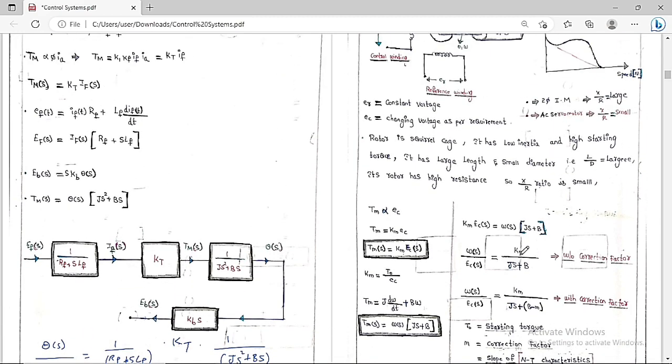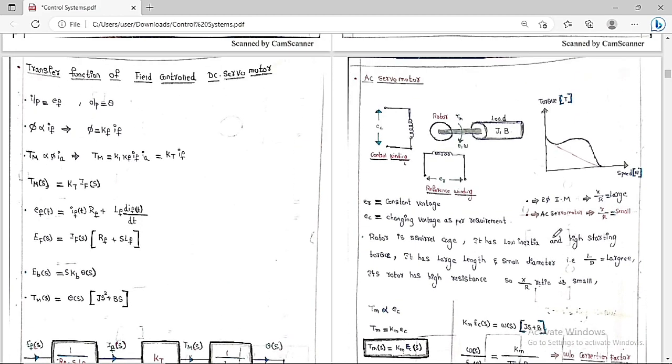I already told you, servo motors are basically of two types, DC servo motor and AC servo motor. In the previous case, we studied the DC servo motor with armature voltage control as well as field voltage control. Now we have studied the AC servo motor also. So this is the transfer function of the AC servo motor, and the order is 1. You can see clearly from here that the X by R ratio is always lesser because the resistance is very high. These things you always have to keep in your mind. So this is all about the AC servo motor.